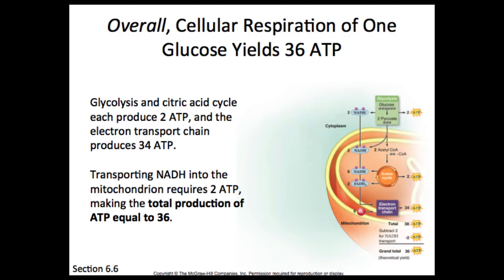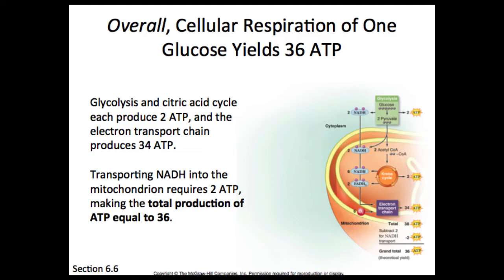Overall, biologists can say that cellular respiration of one glucose yields 36 ATPs. Glycolysis and citric acid cycles each produce 2, and electron transport chains produce 34. But remember that we had to spend money to make money. We had to input 2 ATPs at the beginning, so our overall net yield is about 36.